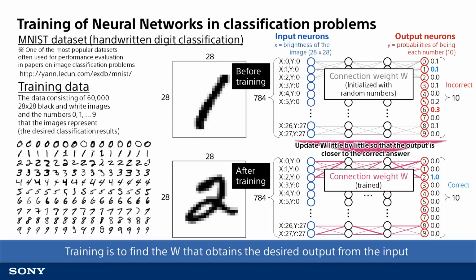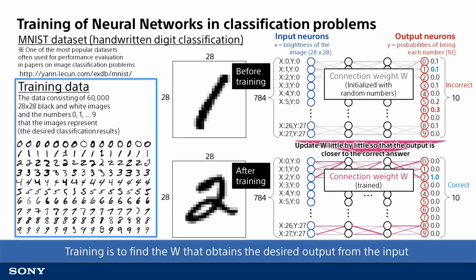First, let's briefly review what it means to train a neural network. For example, if I now wanted to use a neural network to build a classifier for handwritten digits, I would first need to prepare a dataset to train the neural network. I will explain this using the example of a dataset for training a handwritten digits classifier called MNIST. This MNIST dataset includes 60,000 28 by 28 pixel monochrome images for training and the desired classification results that identify the images as one of the digits from 0 through 9.